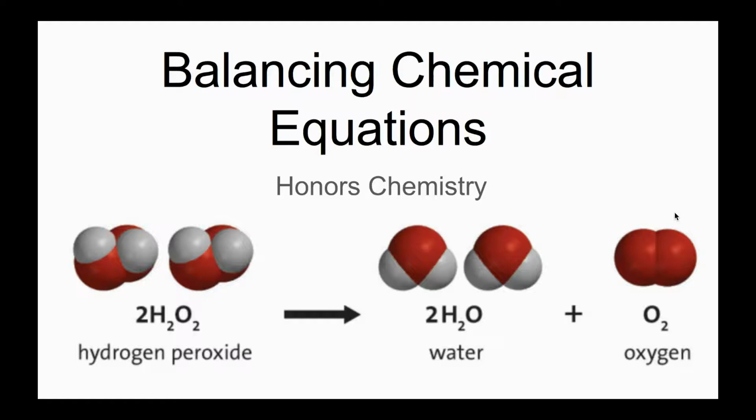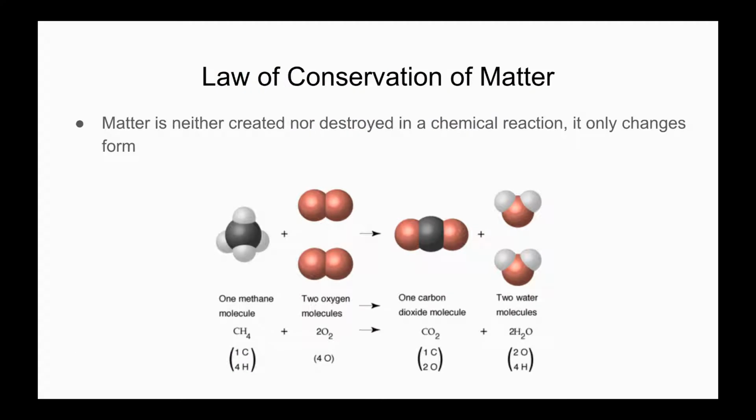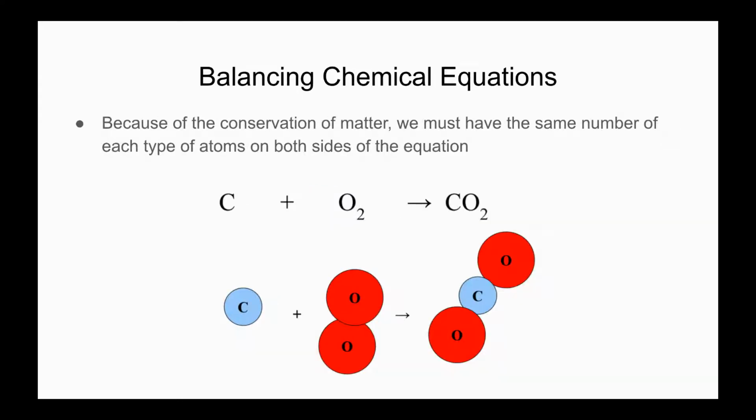Today we're going to learn how to balance chemical equations. First and foremost, we've been learning about the law of conservation of matter, or another word for this is the law of conservation of mass, which says that matter is neither created nor destroyed in a chemical reaction, it only changes form. Because of this, we have to have the same number of each type of atom on both sides of the equation. Because again, matter cannot be created or destroyed.